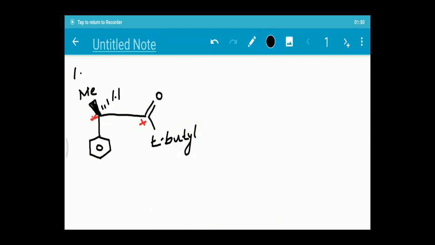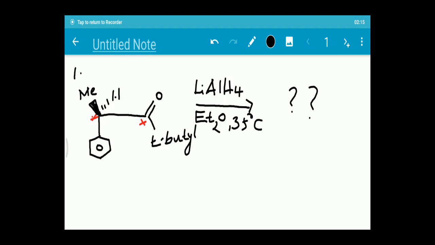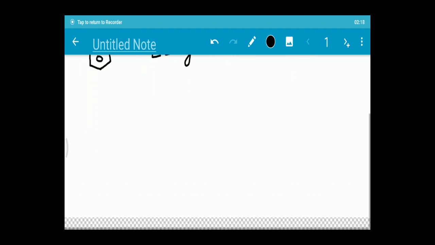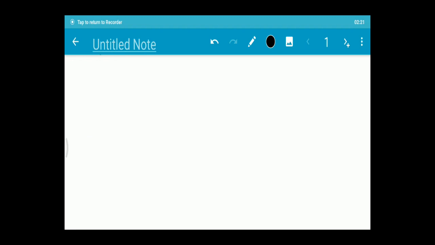According to Cram's rule, we need to draw our molecule in the desired conformation, and after that we have to perform the addition reaction. The reaction conditions are lithium aluminum hydride and diethyl ether at 35 degrees Celsius. So what is the product? When we try to solve this problem, the first thing we need to remember is to draw our structure, or the conformation, according to Cram's rule.